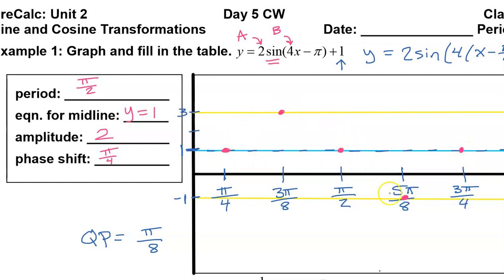So these 5 key points show me what the graph is going to look like, and I can simply sketch the graph now through those 5 points. All right, there you go. There is one period of this sine function.